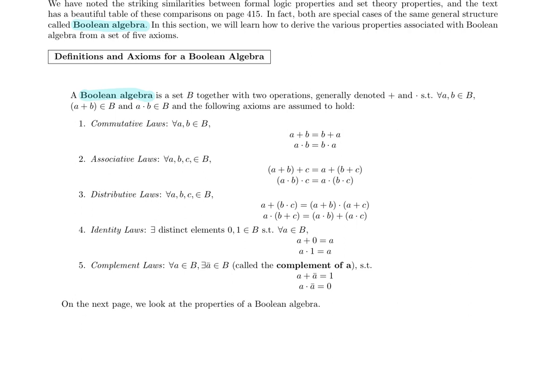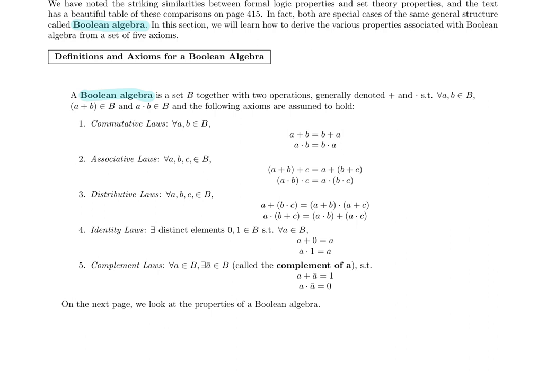Our identity laws say that there exist some distinct elements 0 and 1 that are in our Boolean algebra such that for all elements A in the Boolean algebra, A plus 0 is itself. So A or 0 is A. And A times 1 is A, which sounds a lot like algebra. A and 1 is A.